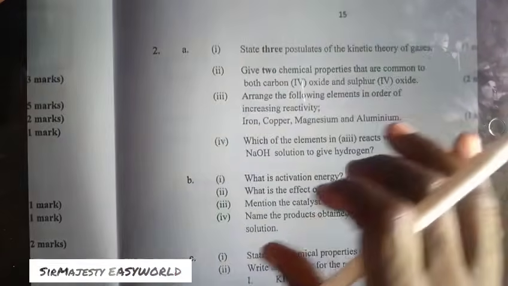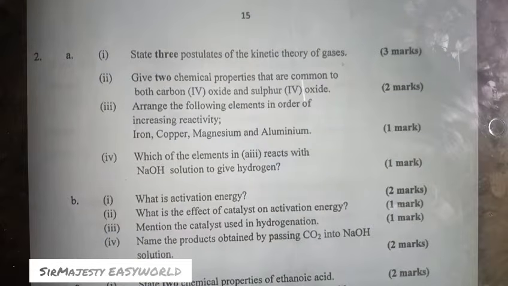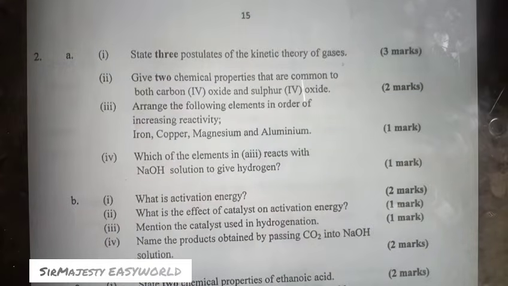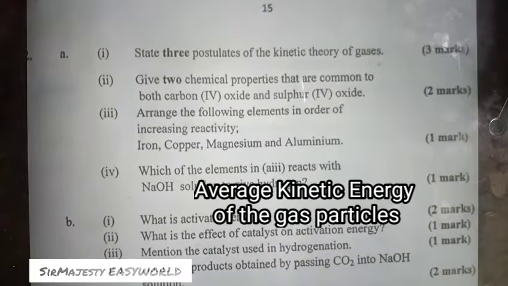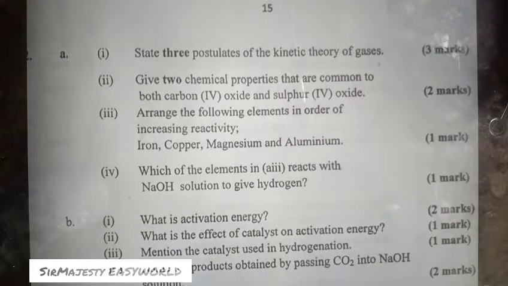Okay, this is question number 2. State 3 postulates of kinetic theory of gases. Fine. It says that the temperature of the gas is the measure of the average kinetic energy of the gas. Then the volume occupied by the gas particles themselves is negligible compared to the volume of the container itself. Then the force of attraction between the gas molecules is negligible, meaning the size of the gas molecules compared to their distance is negligible, which means they occupy every available volume.